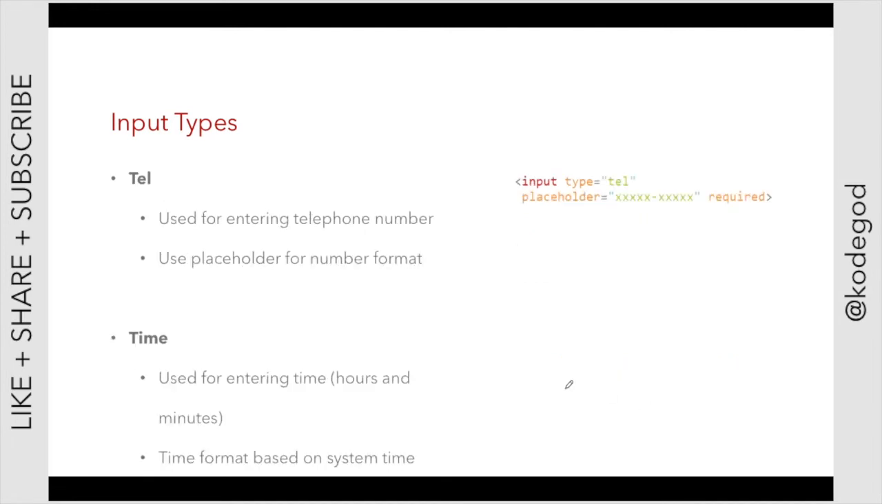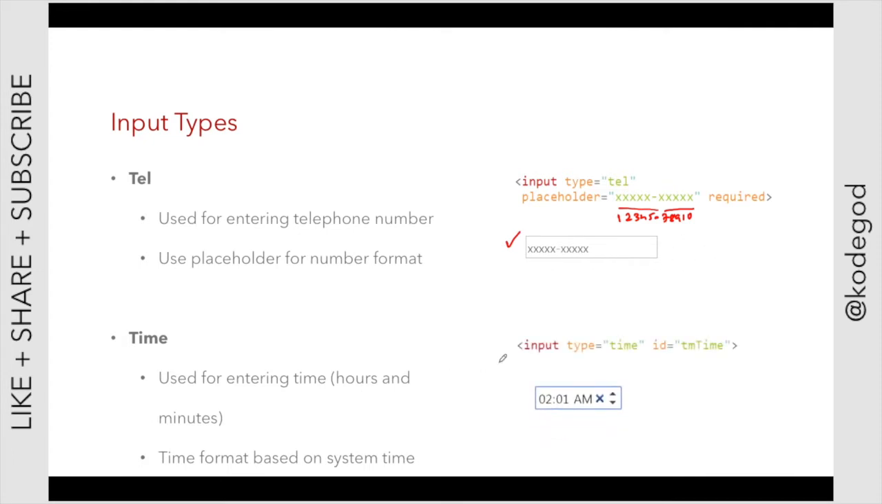Then finally we have tel. So this is used for entering a telephone number. You can use a placeholder for specifying the text format, okay. So when the user is going to type keywords over here, let's say 1 2 3 4 5, a dash will come automatically here, and then you can write 7 8 9 10. So this is how it will look, okay. So we'll take one example on this, okay.